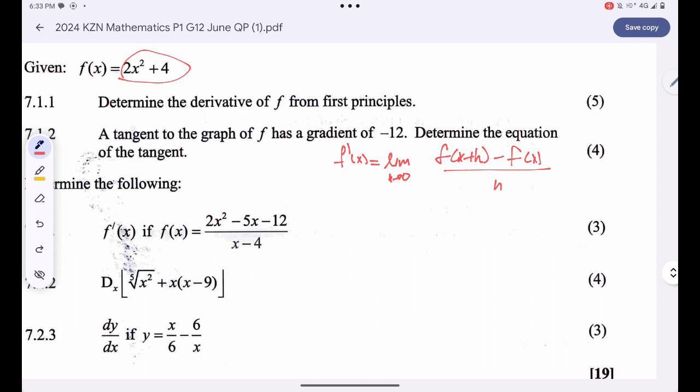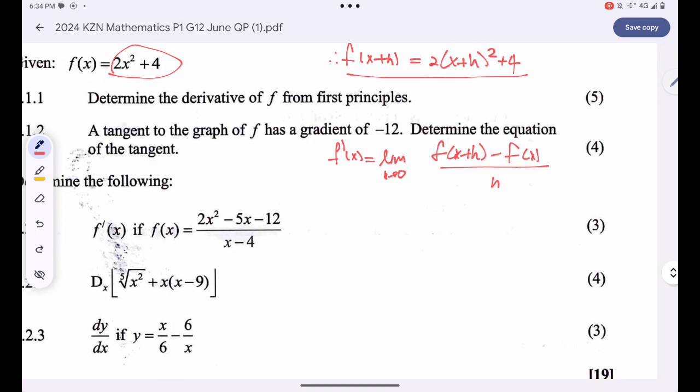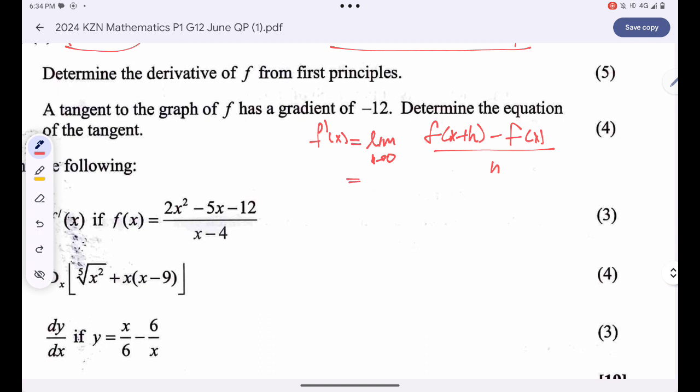Since we are given our f of x as 2x squared plus 4, it simply means that our f of x plus h will simply be 2 multiplied by x plus h squared plus 4. This will be f of x plus h. Are you together? And then let's just substitute to find our derivative. Limit as h approaches 0 of f of x plus h minus f of x, which is just 2x squared plus 4, all over h.